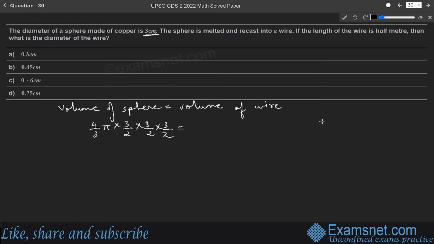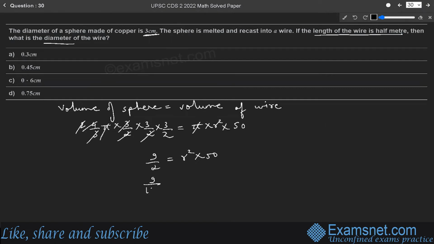Volume of wire will be volume of cylinder, which is pi r square h. So pi into r square into h is given. It is given that length of the wire is half meter, so half meter means we can say 50. Now we have to find the radius here, because in order to find the diameter, we need radius. So this pi and pi will be cancelled. This 3 and 3 will be cancelled. This will be again cancelled by 2. So it will be 9 by 2 is equal to r square into 50.